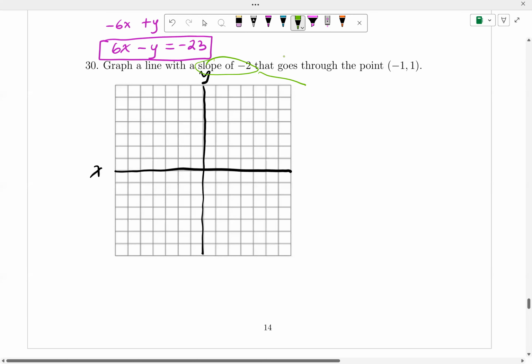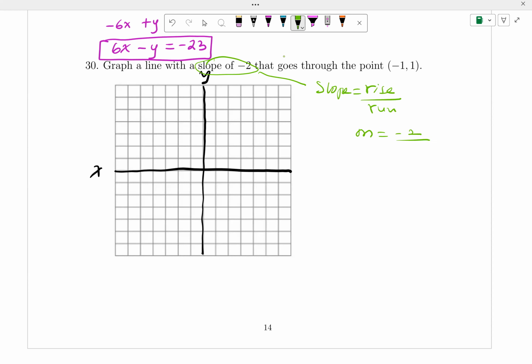Now, folks, remember, slope is defined as rise over run. So if I have a slope of -2, I'm going to be rising -2, and that means go down. The negative means go down 2 and then to the right one. You never run left. And then it says it goes through the point -1, 1. So the point -1, 1 is right here. Oh, sorry, not right there. It's actually right here, -1, 1.